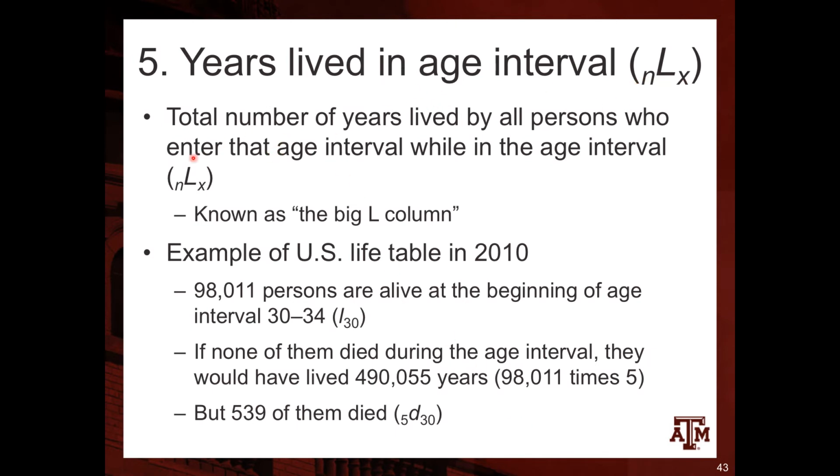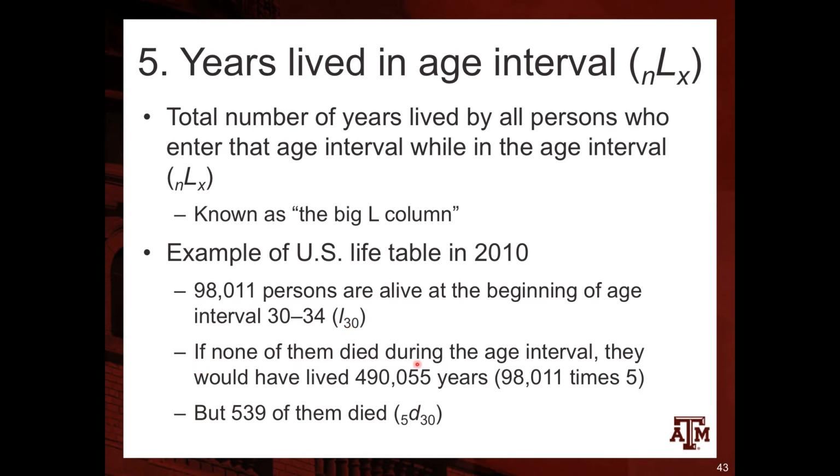The big L column is the total number of years lived by all persons who enter the age interval while they are in that specific age interval. So this is known as the big L column. And for that same example of the US life table in 2010, we know that 98,011 people were alive at the beginning of the age interval 30 to 34. That's based on the little l column, the little l30.